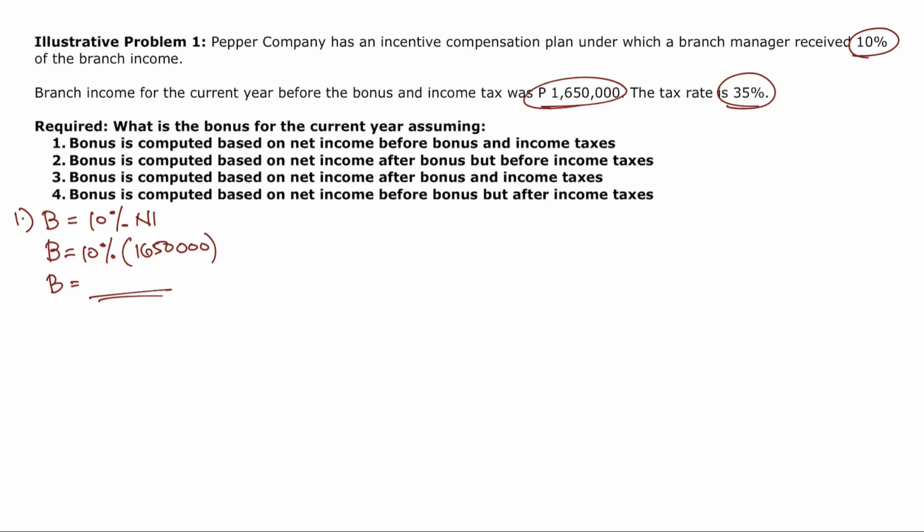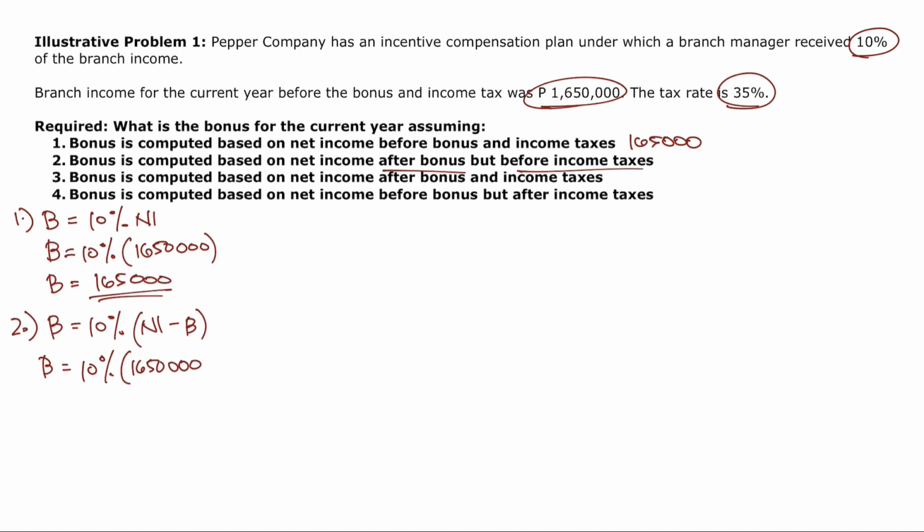Then finally, B will be equal to how much? This is equal to 165,000. So requirement number 1, 165,000 will be our final answer. Okay? Number 2, bonus is computed based on net income after bonus but before income tax. So, since after bonus tayo, B will be equal to 10% of net income minus bonus. Okay? So, B will be equal to 10% of 1,650,000 minus the said bonus. Multiply natin sa 10%. So, B will be equal to 165,000 minus 0.1 B. Ilipat mo yung 0.1 B sa kabila. So, magpapalit ng sign, no? So, 1.1 B will be equal to 165,000.